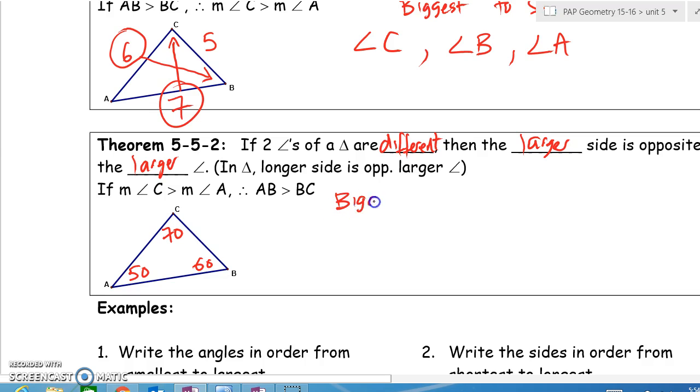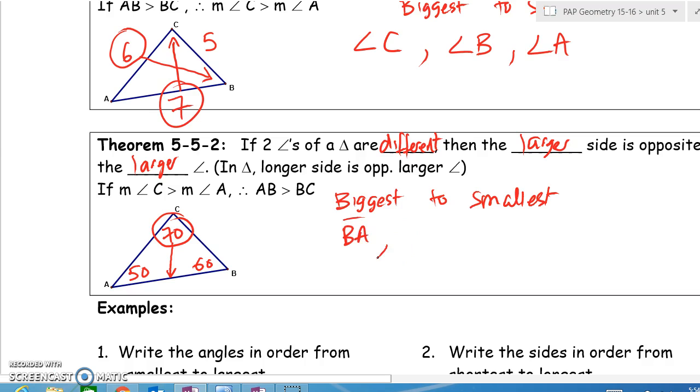Let's go from biggest to smallest. Okay, so let's find the biggest angle. Well, clearly that's the biggest angle, isn't it? And according to this theorem, the largest side is opposite the largest angle. So the side opposite the largest angle is here. So BA would be the largest side.